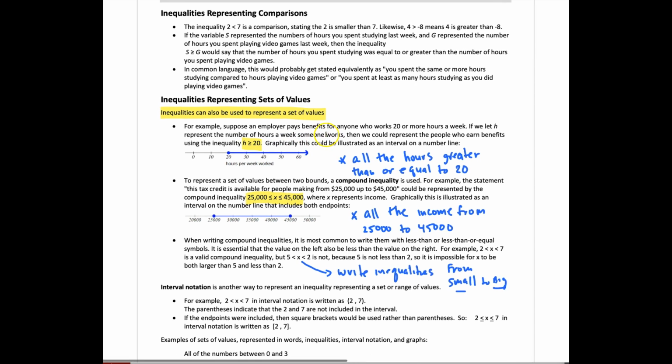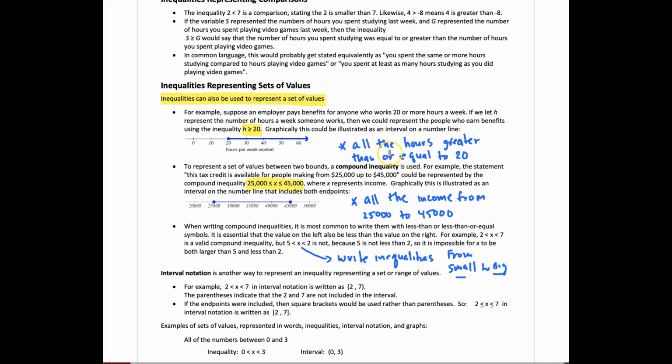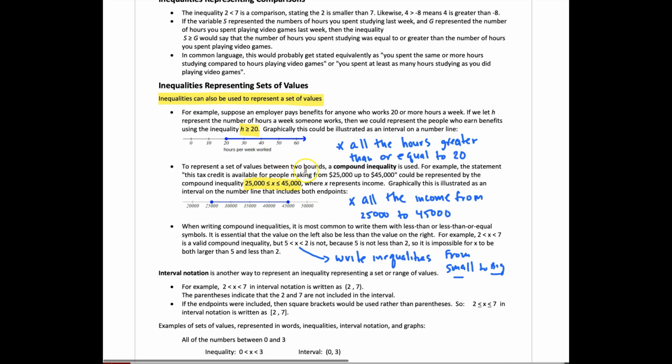For example, your employer wants to pay benefits for anyone who works 20 or more hours. You could use a symbol like this: H is greater than or equal to 20, meaning the number of hours has to be bigger than or equal to 20. You could also draw a picture of this, and that's what our number line, or graph of the inequality, looks like. The graphs are important because you can see the answer. I see it's from 20 and above. Notice the filled-in circle, which means 20 is part of the answer. In that picture you can see all the hours greater than or equal to 20, and that's important.